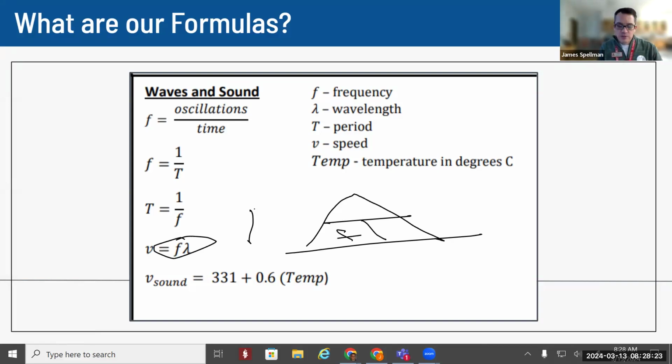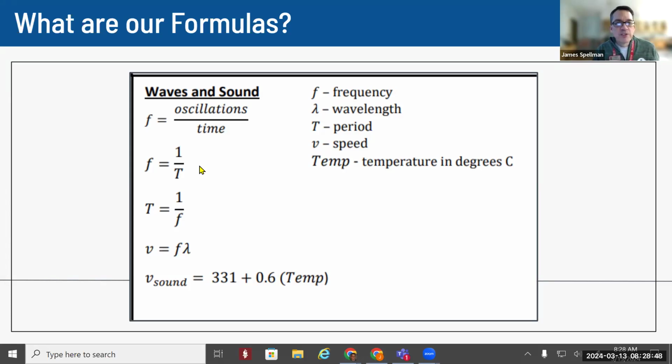Let me change the orientation of this. Maybe that helps my writing a little bit. Times wavelength, and then the velocity is going to be on the top of that. So to solve for velocity, you multiply these together. You could solve for frequency by dividing these two, and you could solve for wavelength by dividing those two. Any formula that takes this form, we can always put into the triangle to solve whatever it is we need to solve. I'm going to go through a few examples, not too many here.